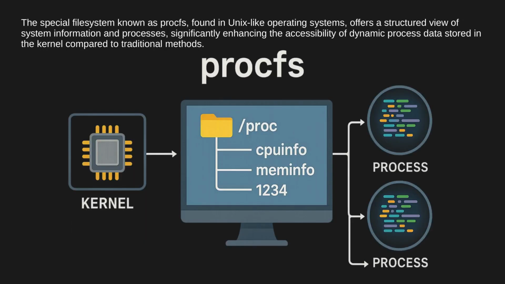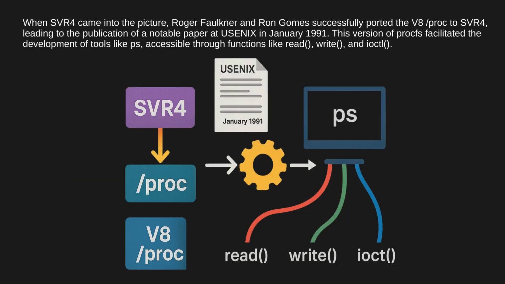The special file system known as procfs, found in Unix-like operating systems, offers a structured view of system information and processes, significantly enhancing the accessibility of dynamic process data stored in the kernel compared to traditional methods. When SVR4 came into the picture, Roger Faulkner and Ron Gomes successfully ported the V8 /proc to SVR4, leading to the publication of a notable paper at USENIX in January 1991. This version of procfs facilitated the development of tools like ps, accessible through functions like read, write, and ioctl.